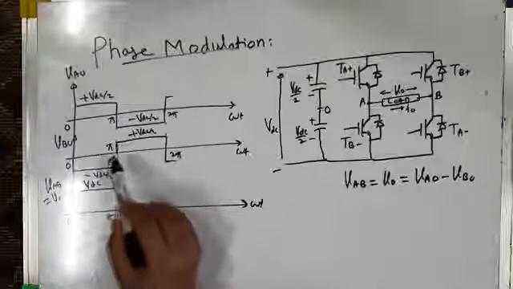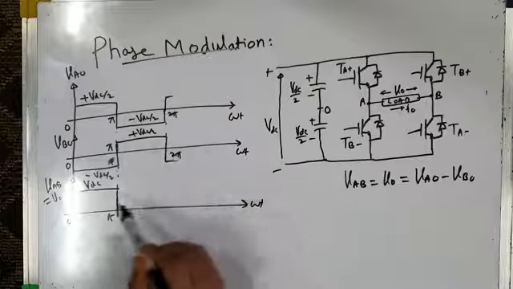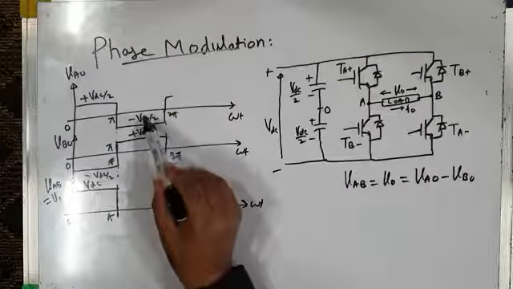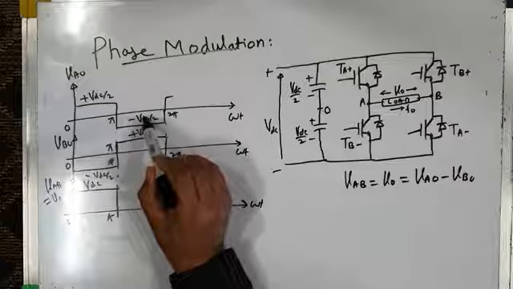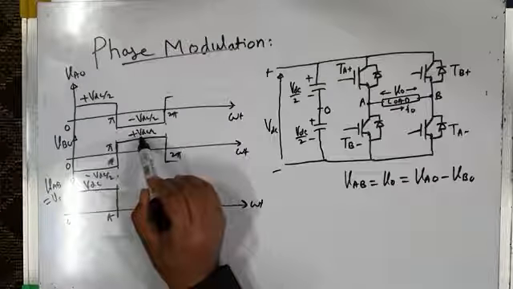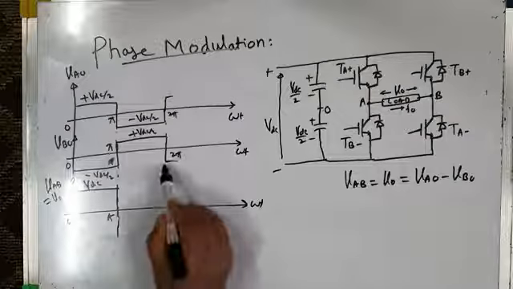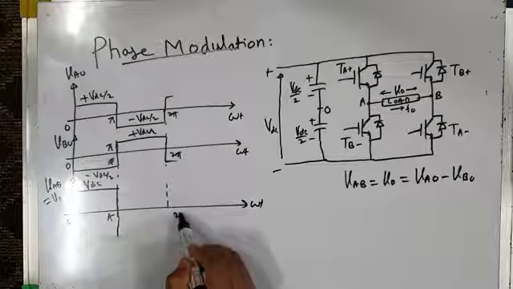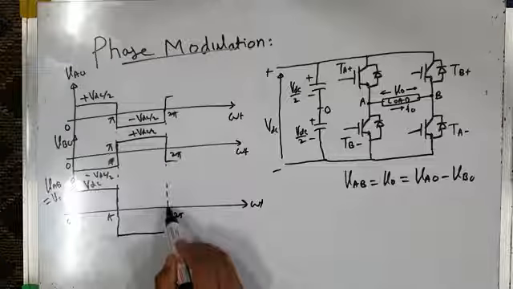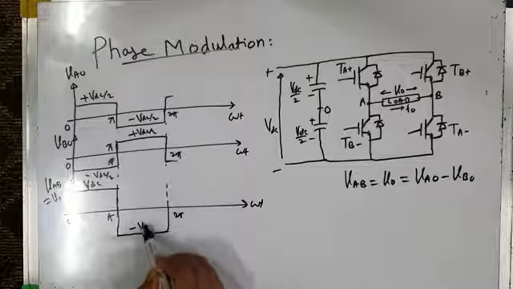What about pi to 2 pi? From pi to 2 pi, again, VAB is VAO minus VBO. VAO is minus VDC by 2, and VBO is plus VDC by 2. Minus VDC by 2 minus VDC by 2 gives minus VDC from pi to 2 pi. So my load voltage is minus VDC.